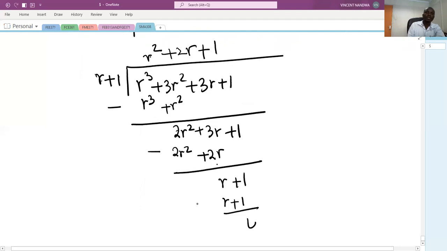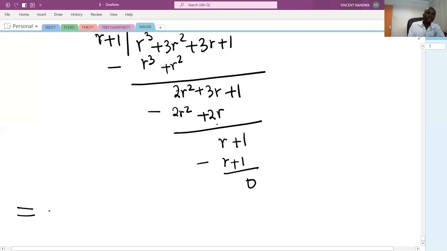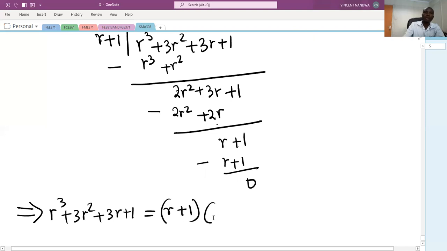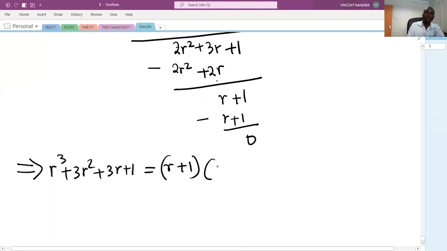So the difference is 0. That means that the cubic equation r cubed plus 3r squared plus 3r plus 1 is the same as r plus 1 times r squared plus 2r plus 1.